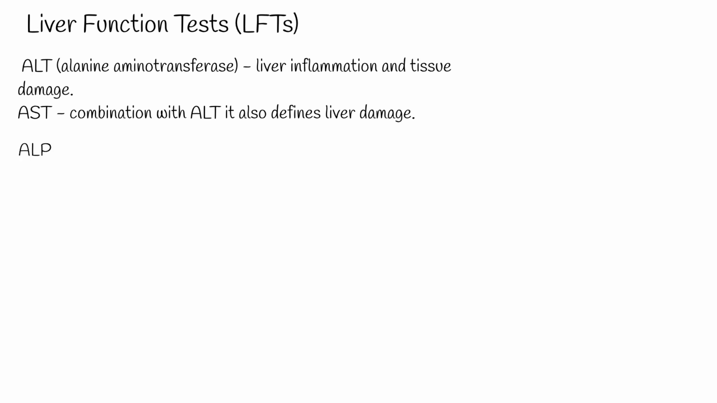Another enzyme is called ALP, or alkaline phosphatase. High levels of ALP can mean 2 things. There could be a blockage in the liver's bile ducts, or it might be linked to problems with the bones.